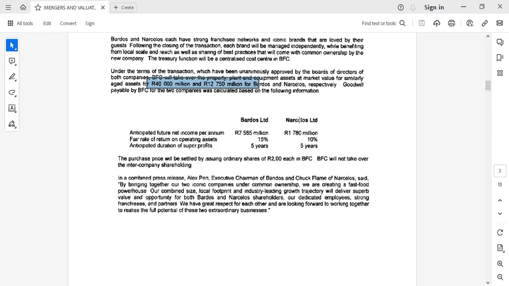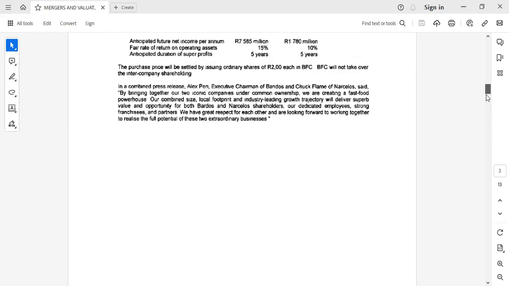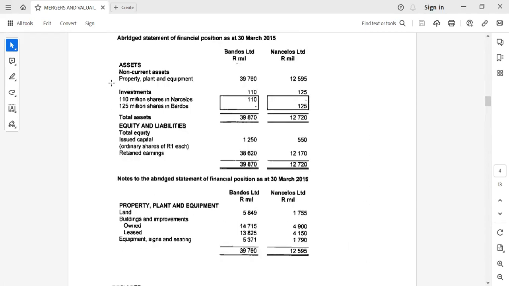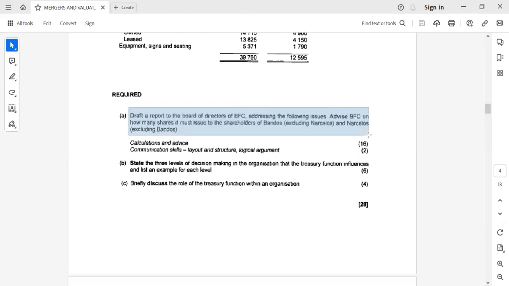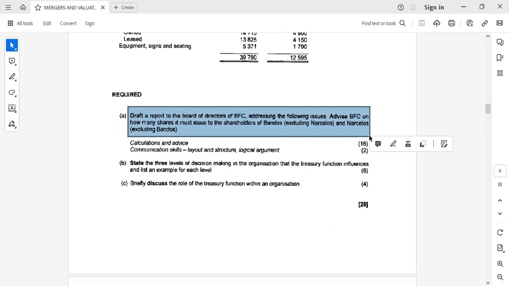So whenever they give you a question like this, the first thing that we have to do is to calculate the goodwill. After calculating the goodwill, then we have to calculate the value of the business by adding the goodwill to the net assets. Right. Then we know that this is the value of the companies. Then we take account of the cross holdings, because if there are cross holdings, like in this case, as I showed you, Bados invested in Nacelos and Nacelos invested in Bados. And they also said we should find the number of shares excluding Nacelos and excluding Bados. But if they do not say excluding Nacelos or excluding Bados, there will be no need for you to deal with the cross holding. I will show you what I mean.